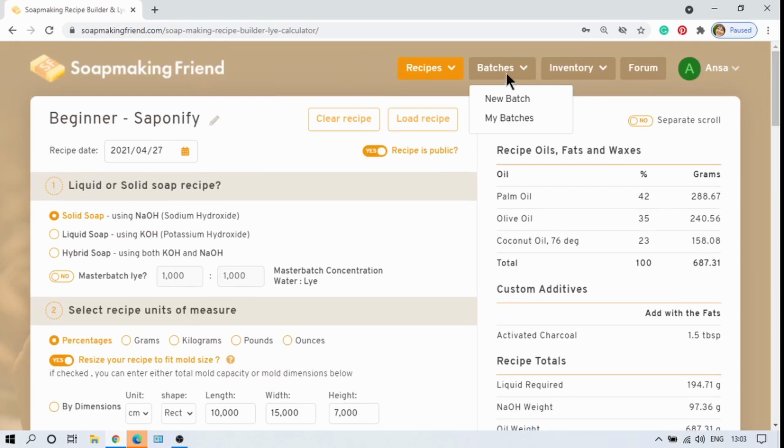Something else I just want to point out, Soapmakingfriend has batches and inventory. In the inventory, you can add all your supplies and all your suppliers and your purchases. And then you can use the batches, use one of your recipes and make a batch, and it will calculate the costing of your recipe, and it's going to take it from your inventory and show you how much you've got left. These two, I will do a separate video for, and then you can know how to use that as well.